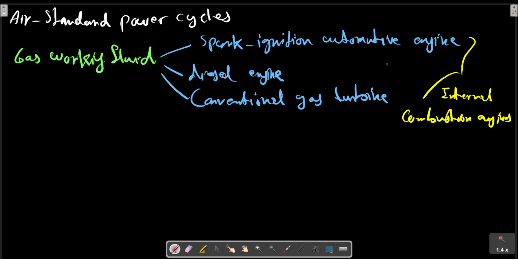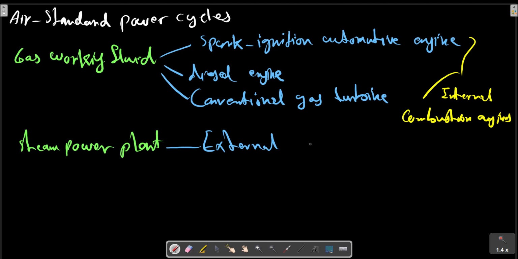In contrast, the steam power plant may be called an external combustion engine, because heat is transferred from the products of combustion to the working fluid.